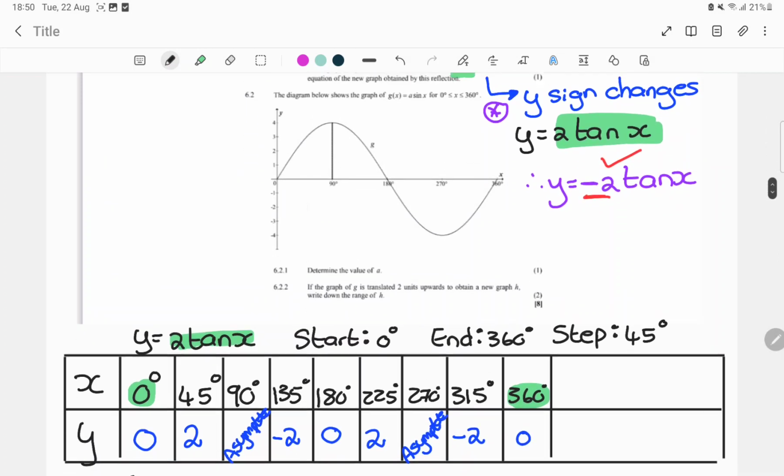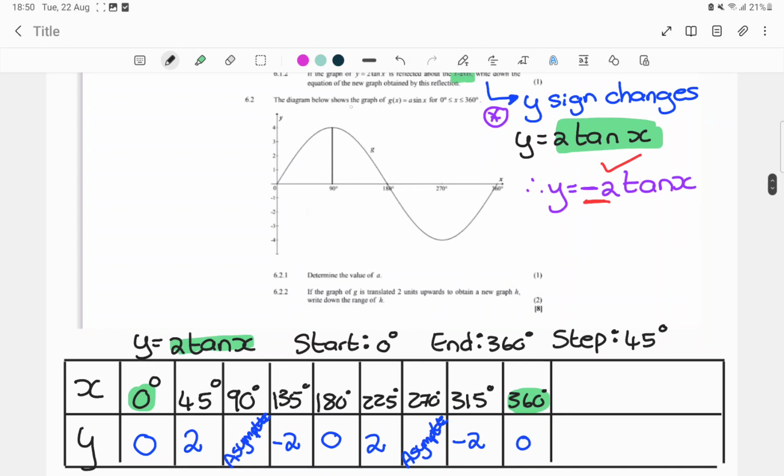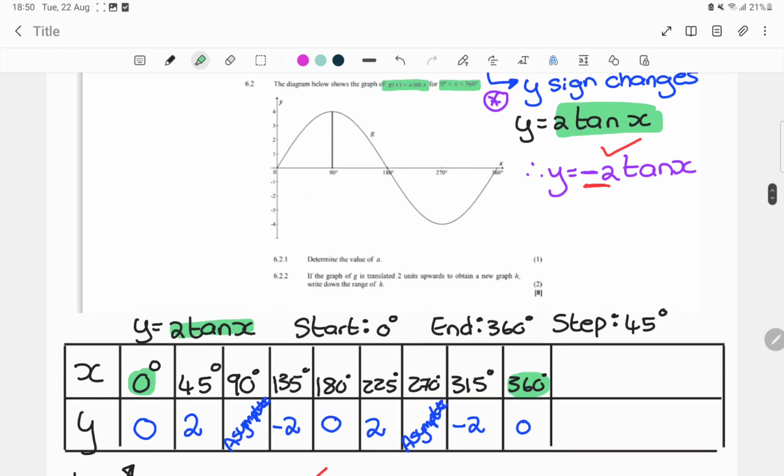Alright, if we quickly look here at question 6.2, they tell us the diagram below shows the graph g of x equals a sine x. Alright, sine, we can see it because it's going up and down like a wave. Once again, it's also drawn from 0 to 360. So in question 6.2.1, we're asked to determine the value of a. Alright, so a is there in front of my sine. So that is basically your amplitude, as well as whether it is a positive or a negative graph.